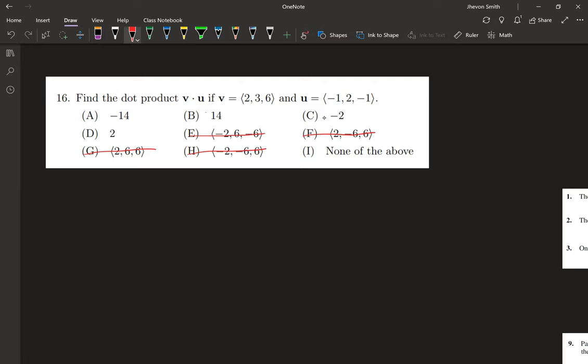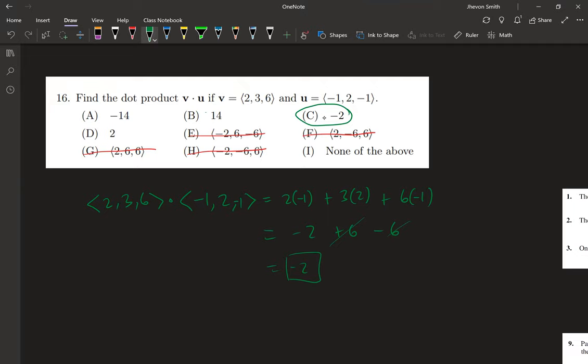So those choices should not come to mind. If they do come to mind, you definitely want to review the definition of dot product and cross product, because it has to be a scalar for the answer here. Now, how do we compute that scalar? If you take V = <2, 3, 6> dot with U = <-1, 2, -1>, what it looks like is you take the product of corresponding components and you add them together. You do not put them in vector components. So this is 2 times minus 1 plus 3 times 2 plus 6 times minus 1. So that's going to be minus 2 plus 6 minus 6. And those guys, of course, cancel out and you get minus 2. So C is the answer here.